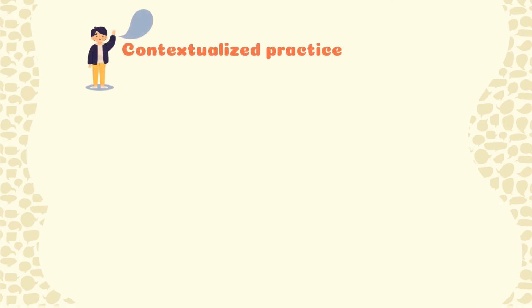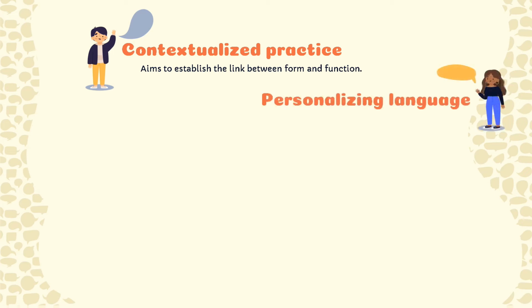Number 1. Contextualized practice. This aims to establish the link between form and function. The activity should highlight the situation where the form is commonly used. Number 2. Personalizing language. The personalized practice encourages learners to express their ideas, feelings, and opinions. These activities help learners to use language in interpersonal interactions. A variety of gambits or useful expressions should be provided.